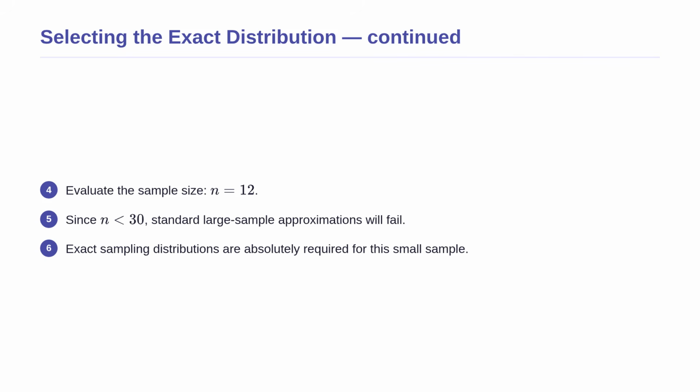Continuing with our engineer's problem, we need to evaluate the conditions given to choose the right tool. First, we look at the sample size. The engineer only tested 12 smartphones, so n equals 12. In statistics, any sample size strictly less than 30 is firmly in the territory of small samples. Because the sample is so small, standard large sample approximations will completely fail here. They would give us inaccurate probabilities. Therefore, we are absolutely required to use exact sampling distributions to ensure our mathematical conclusions about the battery life are valid.